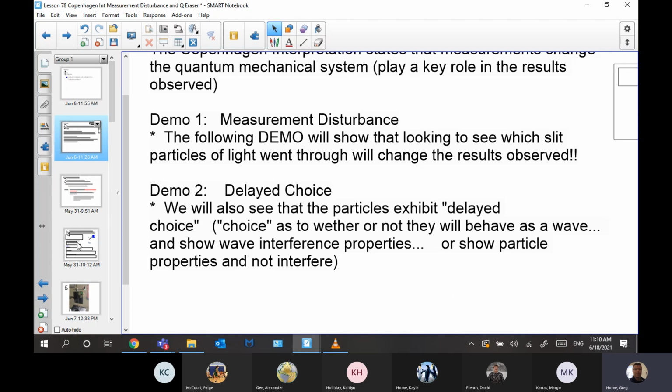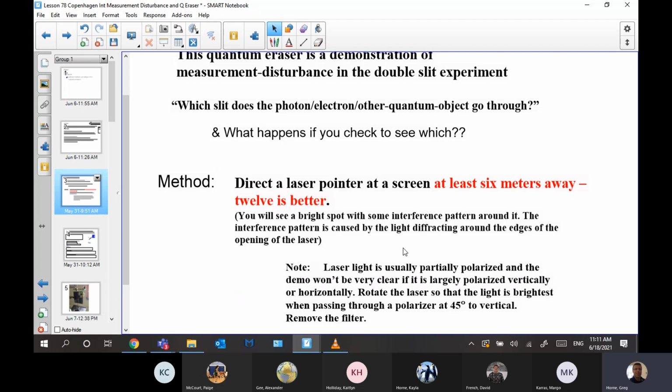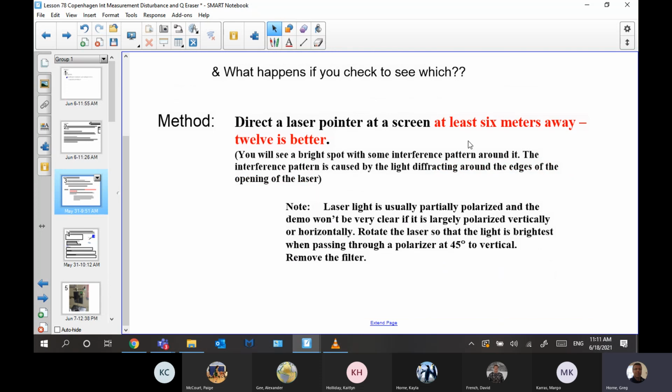Okay, so this is the apparatus. Which slit does it go through? What happens if you look through both? Just some notes about this: direct a laser pointer at a screen at least 6 meters away. 12 is better. The further, the better, right? So I went from the windows side of 124 all the way to the classroom door, however many meters that is, probably close to 12. So you see a bright spot with interference around it, and it's just the laser beam landing on the door.